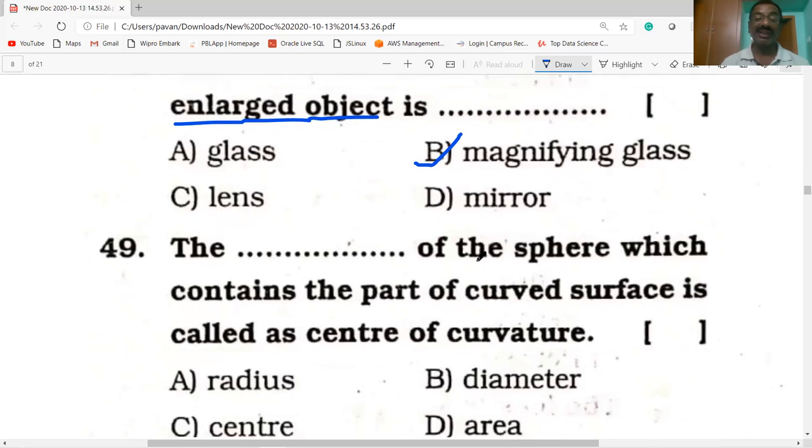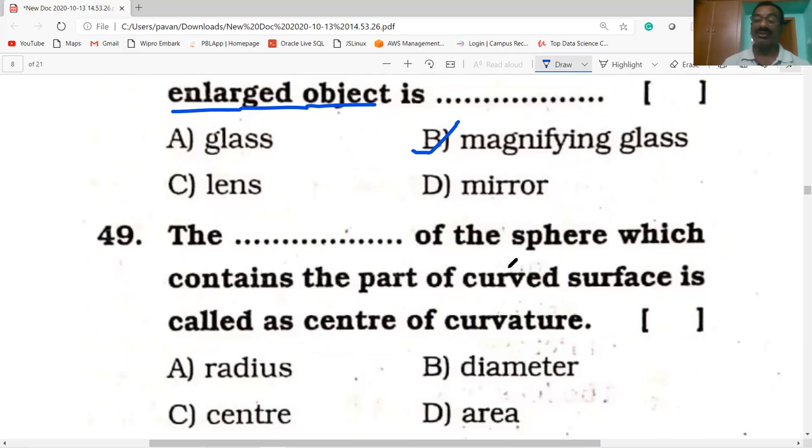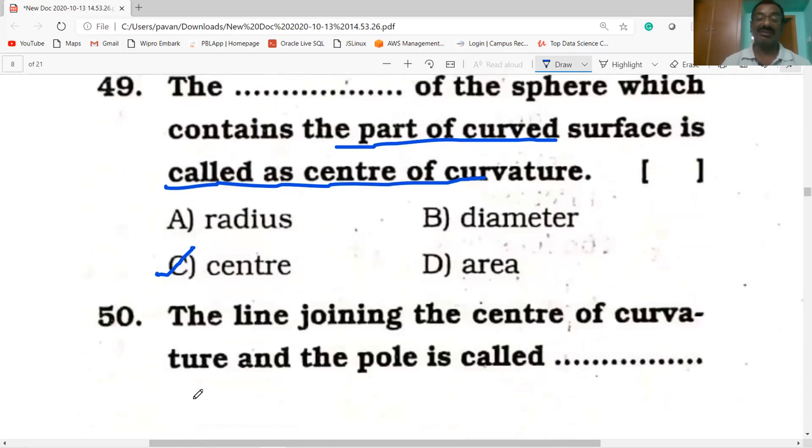Next one, the dash of the sphere which contains the part of the curved surface is called the center of curvature. Tell me, what is the center of curvature? Nothing but that center of the sphere of which the curved surface is a part is the center of curvature.